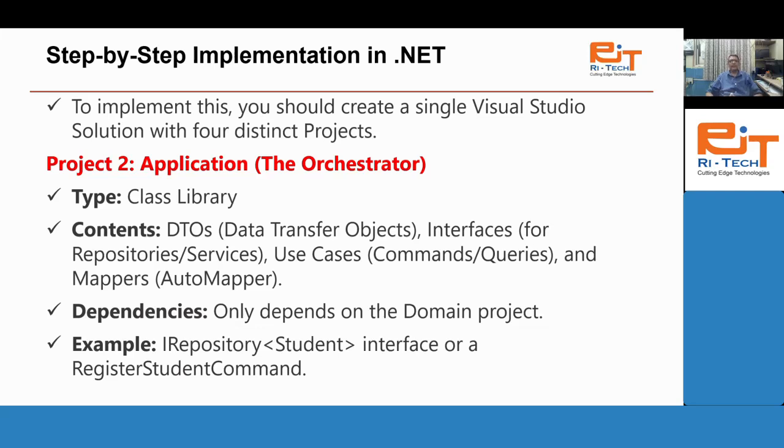The second project that we'll add is application, the orchestrator. It will combine the domain and infra together. It will again be a class library type of project. It will have the DTOs, data transfer objects. If you had attended the web API session, you might know about DTOs. DTOs are just objects which help you transfer data between repositories and services. Then use cases, commands and queries, if you are using the CQRS pattern.